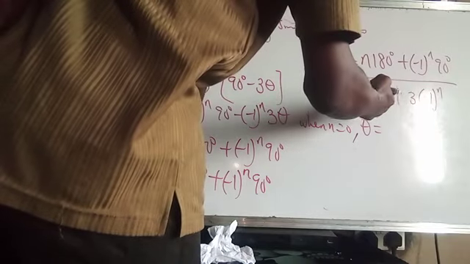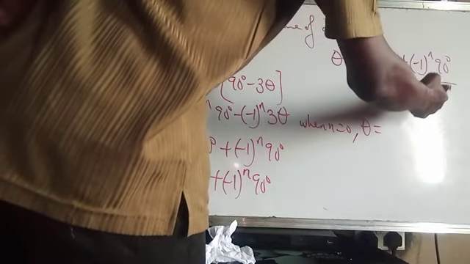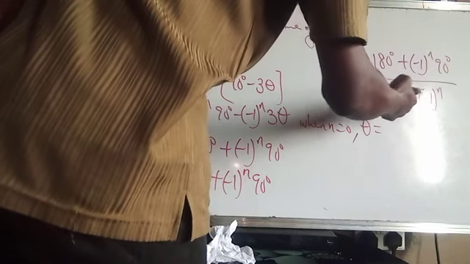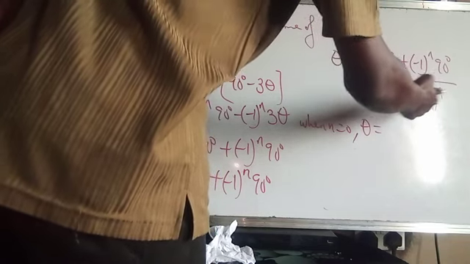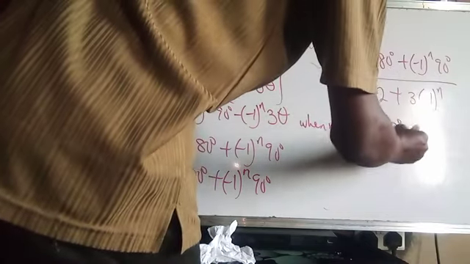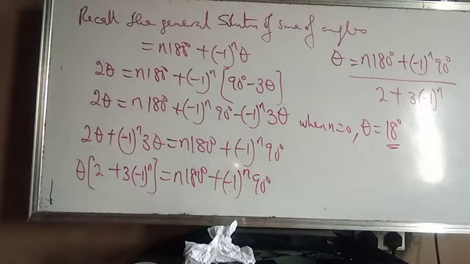That's 90. Then 2 plus 3 times this, this will be 0. Minus 1 raised to power 0 is 1. 2 plus 3, because 3 times the whole of this will be 1, 5. 5 over 90 is 18 degrees. That is when n is equal to 0.